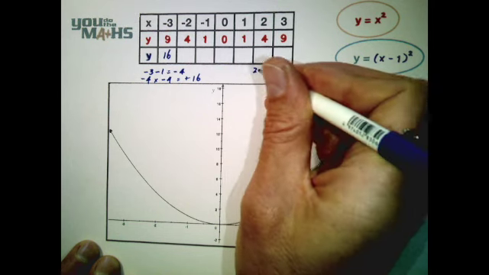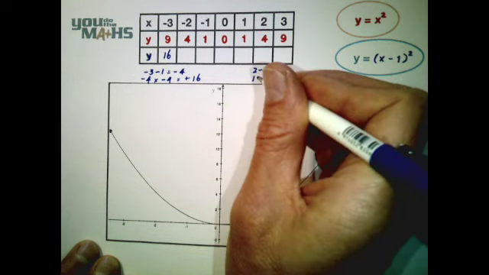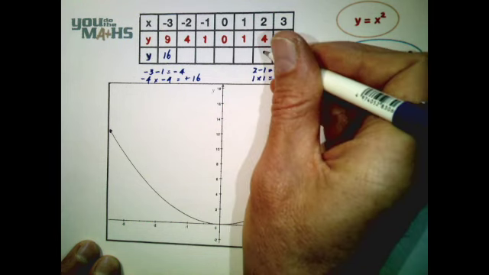Now let's go to the x value of 2. 2 minus 1 is equal to 1, and if we then square that, we get 1 multiplied by 1 is 1.